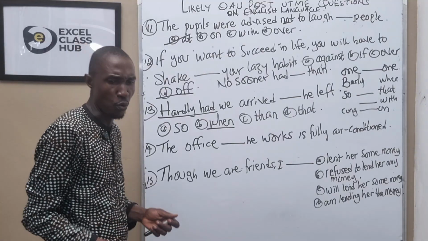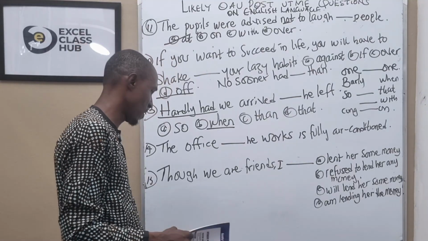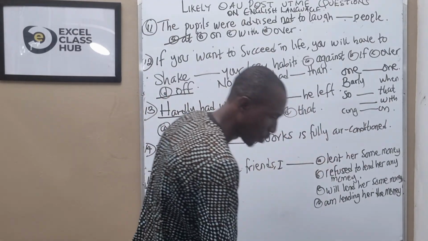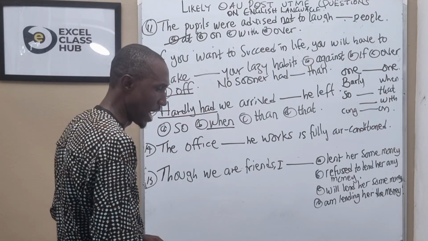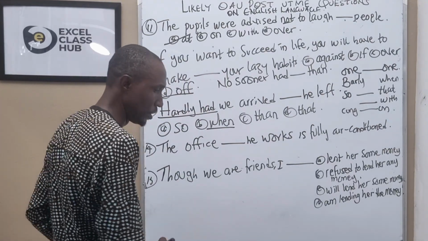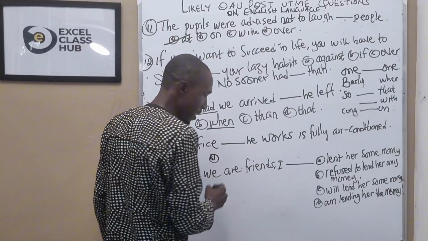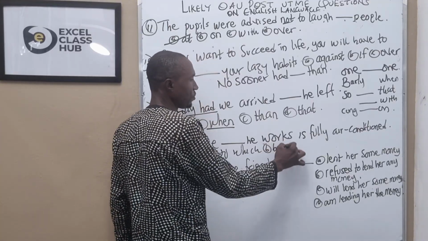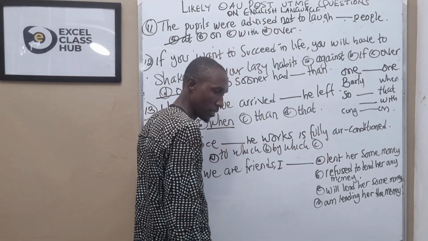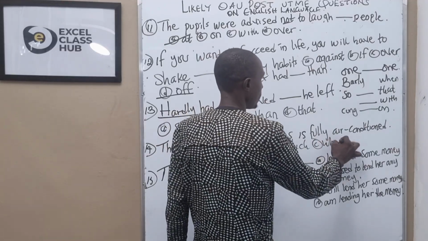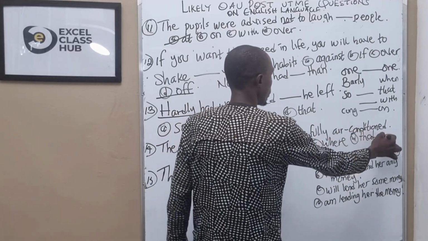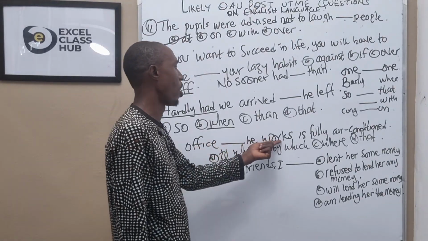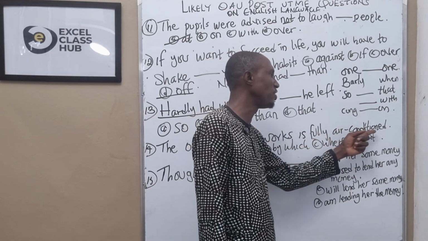Then we have question 14 says what? The office dash it works is fully air conditioned. The office dash it works is fully air conditioned. The option A says to which. Option B says by which. Option C says where. Then option D says what? That. The office dash it works is fully air conditioned.